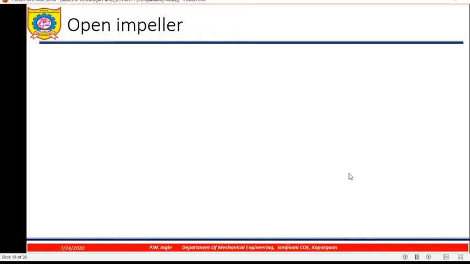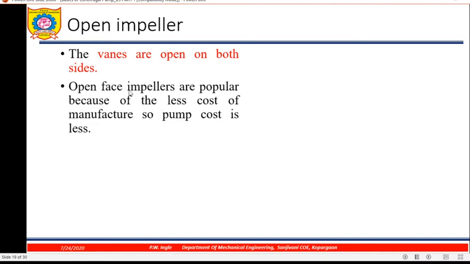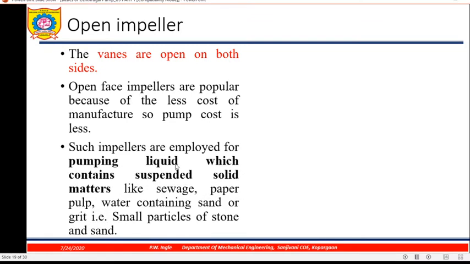Now open impeller. The vanes are open on both sides. Open face impellers are popular because of the less cost of manufacturing. So the pump cost is less. Next, such impellers are employed for pumping liquid which contains suspended solid matters like sewage, paper pulp, water containing sand or grit, that is small particles of stone and sand.